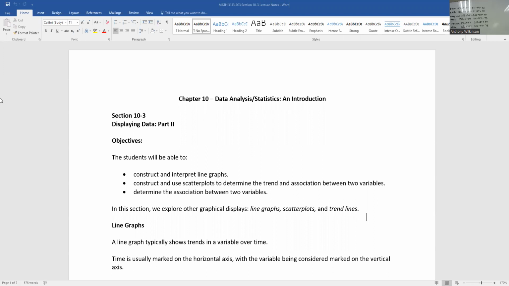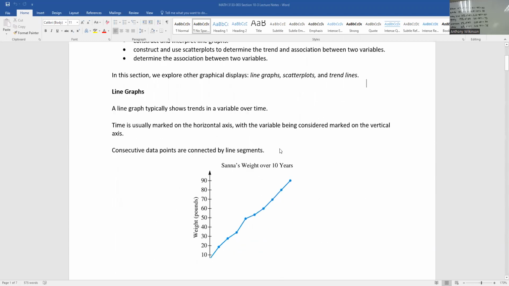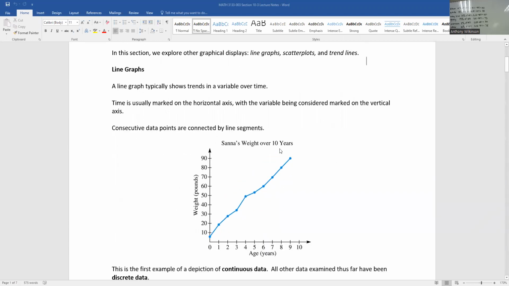But in this section, all we'll explore is other graphical displays, mainly the line graph, the scatter plots, and trend lines. All right, so let's look at line graphs here. A line graph typically shows trends in a variable over time.